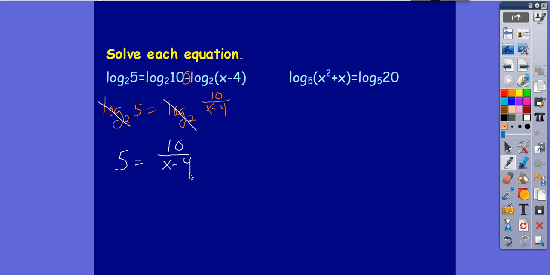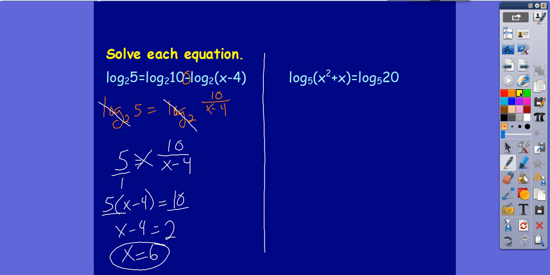And then I can cross multiply. There's 1 down here. So it's 5 times x minus 4 equals 10. I'm actually going to divide by the 5. So x minus 4 equals 2. So x equals 6. Done.